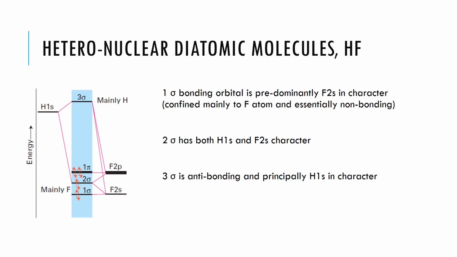That 1 sigma bonding orbital then is predominantly fluorine 2s in character. The 2 sigma has both hydrogen 1s and fluorine 2s character, and the 3 sigma is antibonding and principally hydrogen 1s in character.